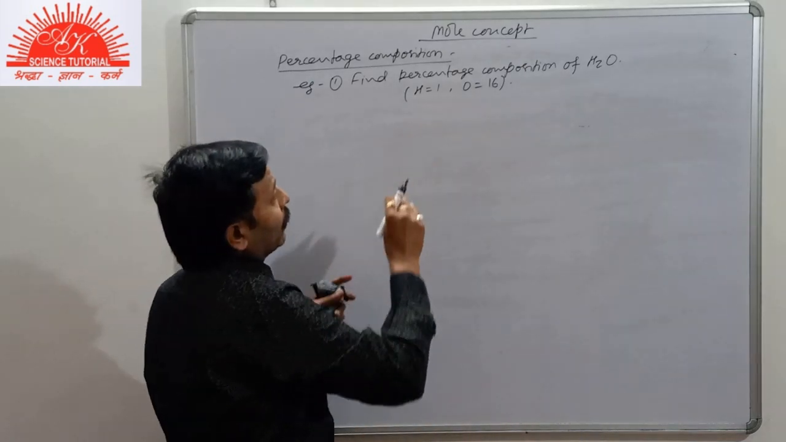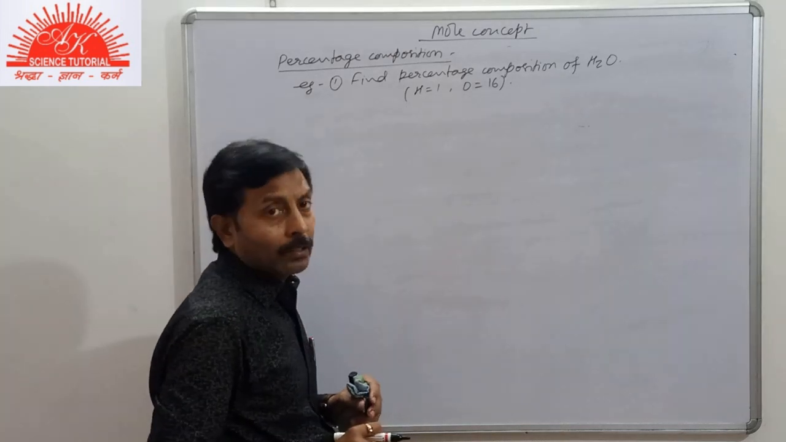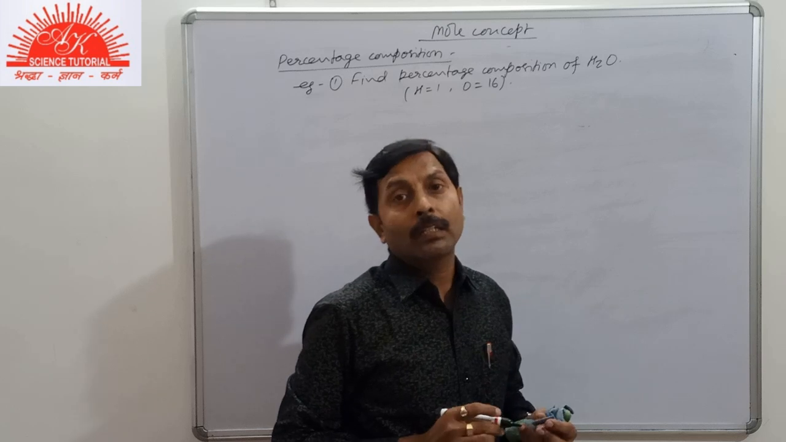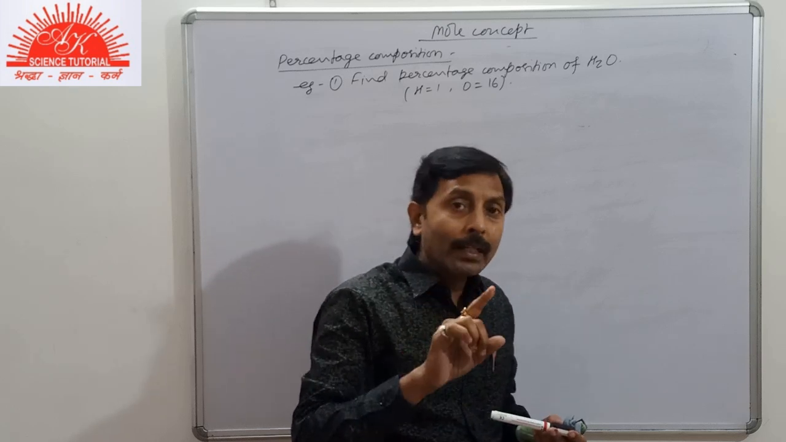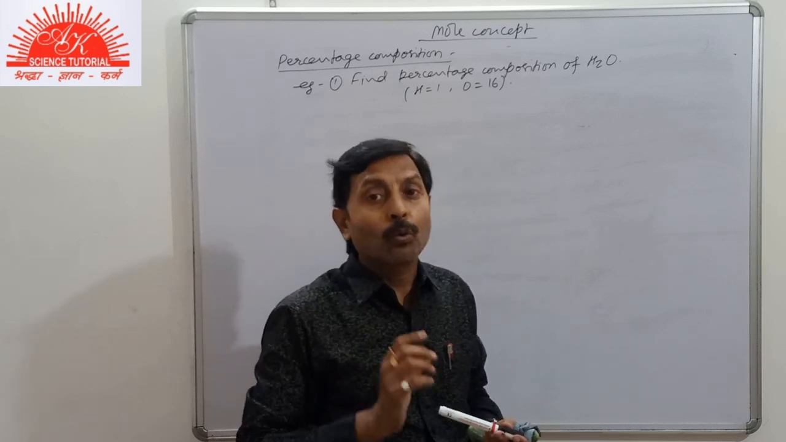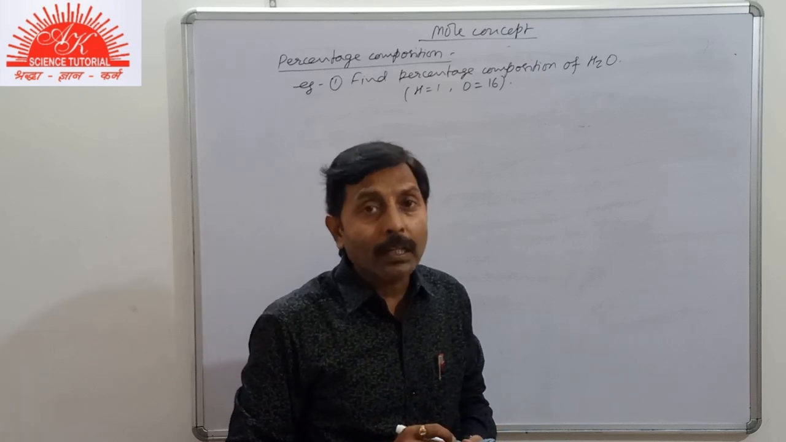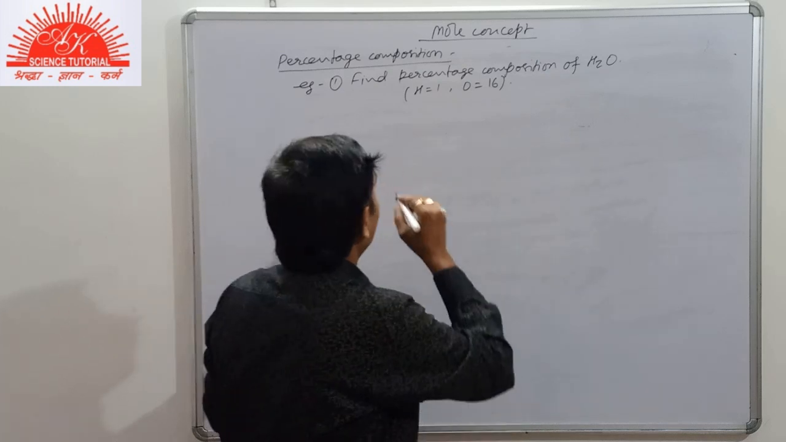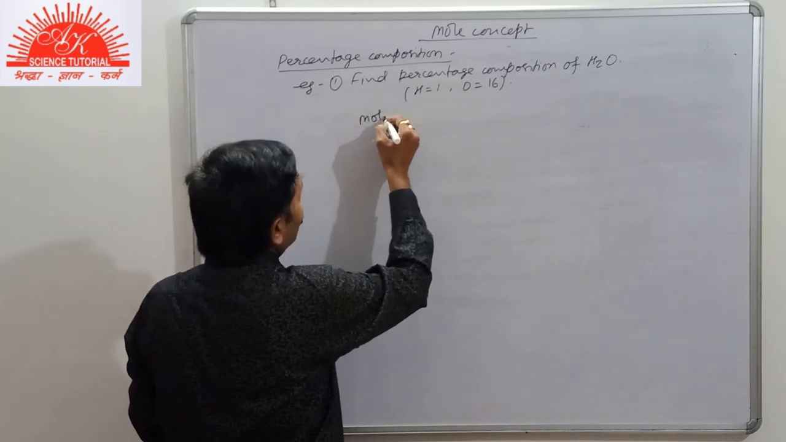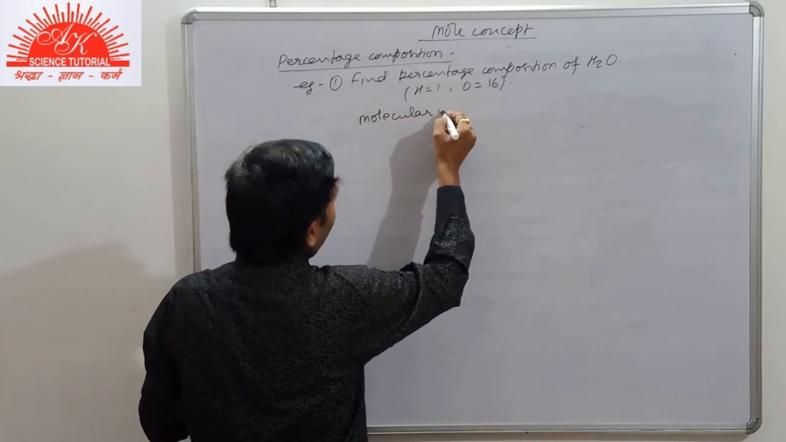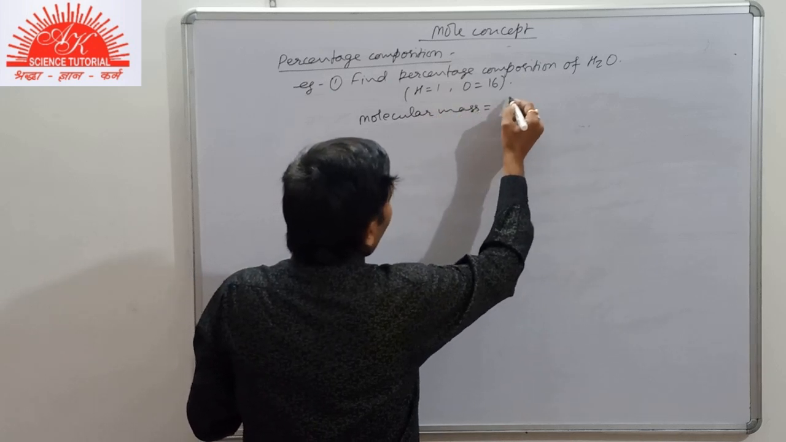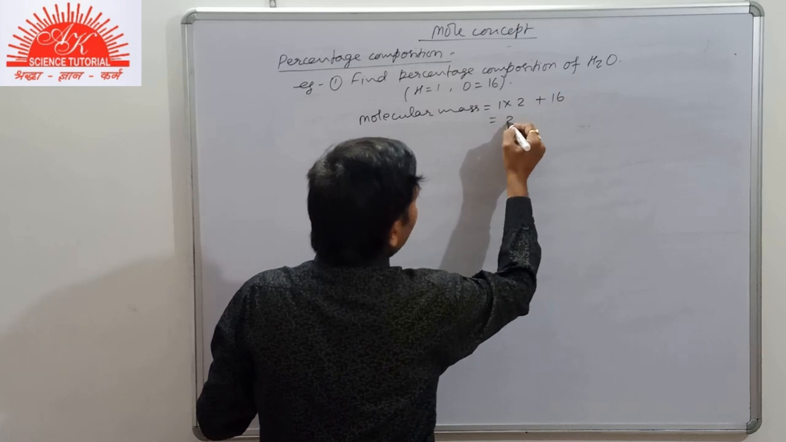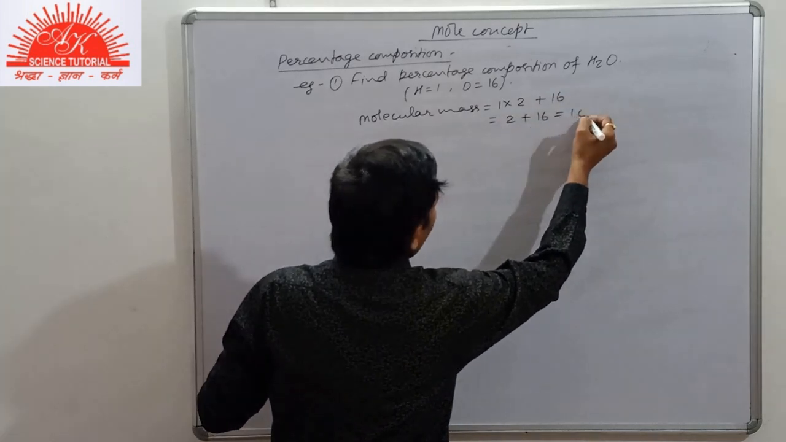Now, what will you do? You have to find out the percent of hydrogen and percent of oxygen. Formula is part by total into 100. What is total here? The molecular mass, the total mass of this substance. So we write here first of all the molecular mass. Here it is 1 into 2 plus 16, that is 2 plus 16, hence 18.